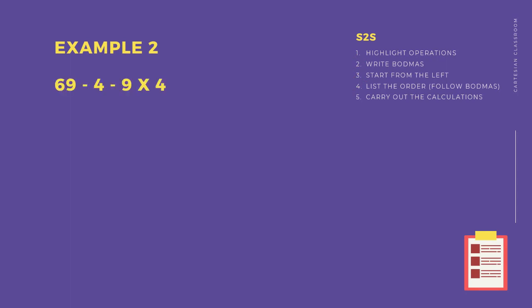Example 2, 69 minus 4 minus 9 times 4. Step 1, highlight the operations. So we have minus and we have times. We have two operations, minus and times, but there are three calculations which you need to carry out later on. So that is step 1. Step 2, write BODMAS. B, O, D and M, A and S.